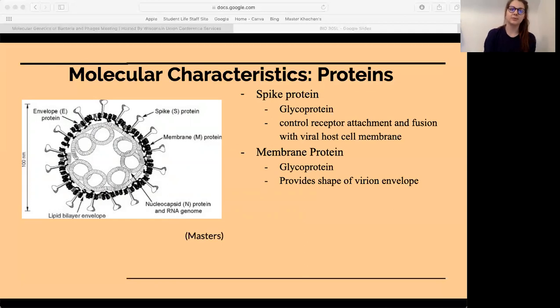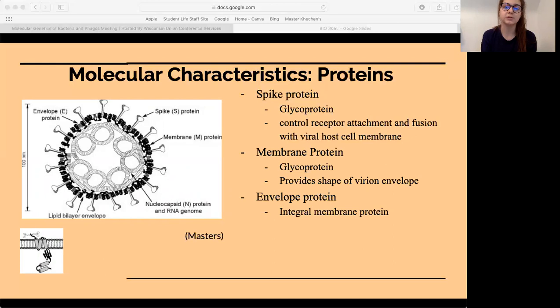The next is the membrane protein, or M protein. So here's a little bit more blown up cartoon image of that one. It also is a glycoprotein. One of its primary roles is providing shape of the virion envelope, which it does along with the help of the next protein. We have the envelope protein, kind of obvious given its name. It's an integral membrane protein. Here's another blown up image of that little cartoon image. It is believed to be involved in a lot of other things, but obviously its main function is to hold that structure of the envelope.